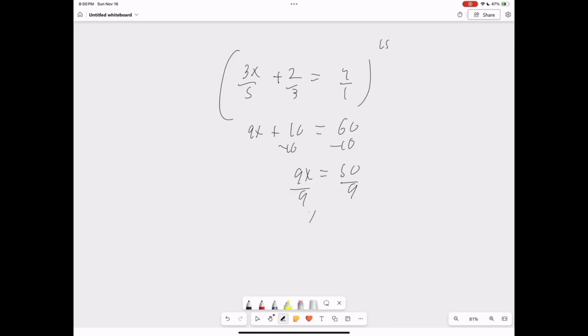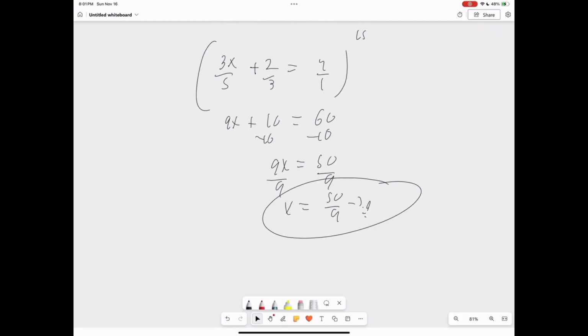Let's see, so x equals 50 over 9. Really, so if we plug in 50 over 9, times 3 over 5 plus 2 over 3, it gives us 4. That's x. Okay, so that's how you do it.